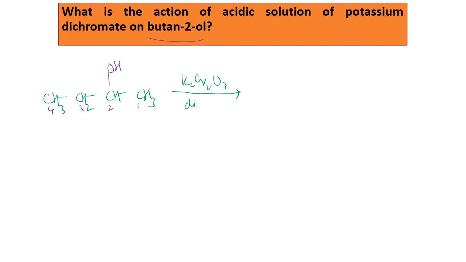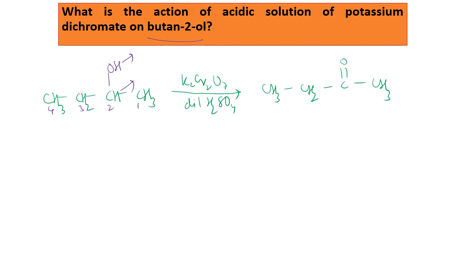K2Cr2O7 and dilute H2SO4. So what you are supposed to do is just lose the hydrogens. OH is losing one hydrogen and the neighboring carbon is losing another hydrogen. So we will have CH3, CH2, C double bond O, and CH3. So we are getting a ketone. No further oxidation is taking place when ketones are formed. So the secondary alcohol will end up giving us a ketone on oxidation.